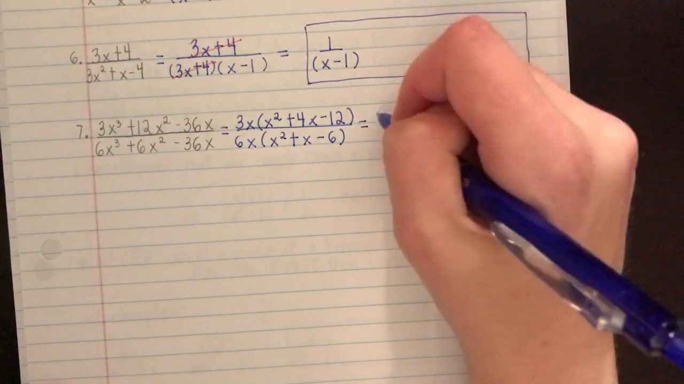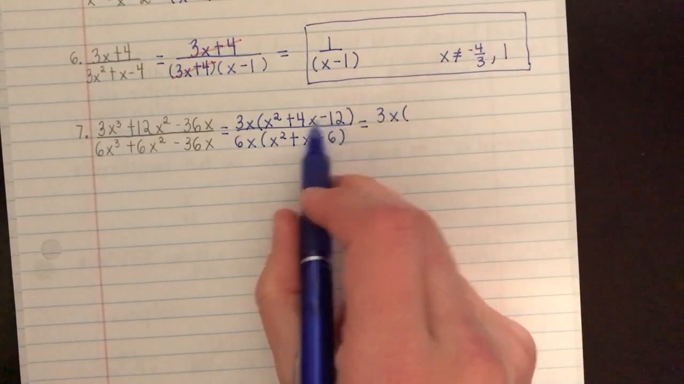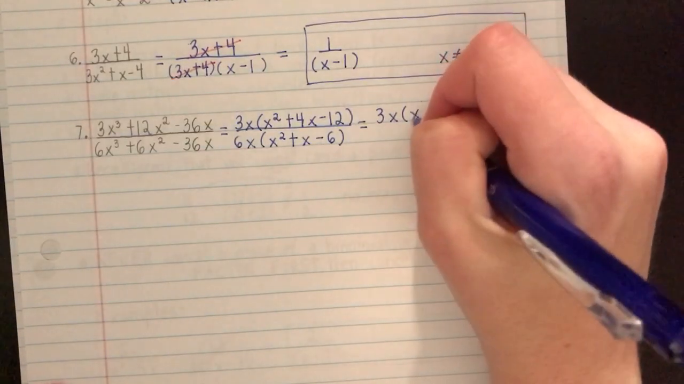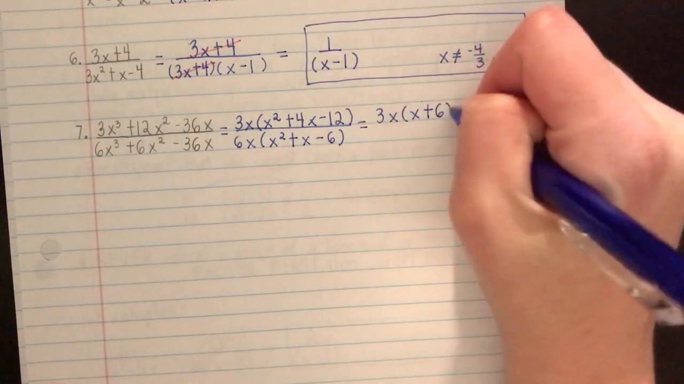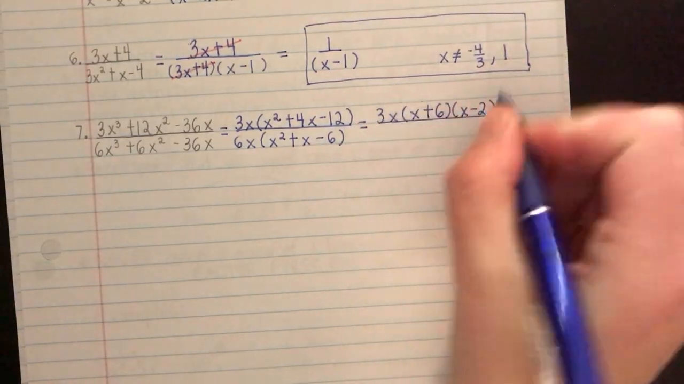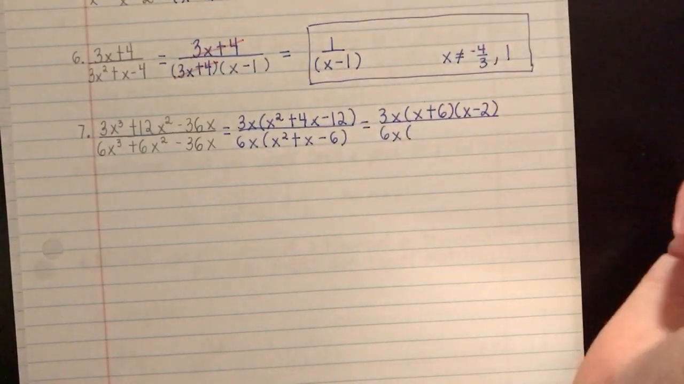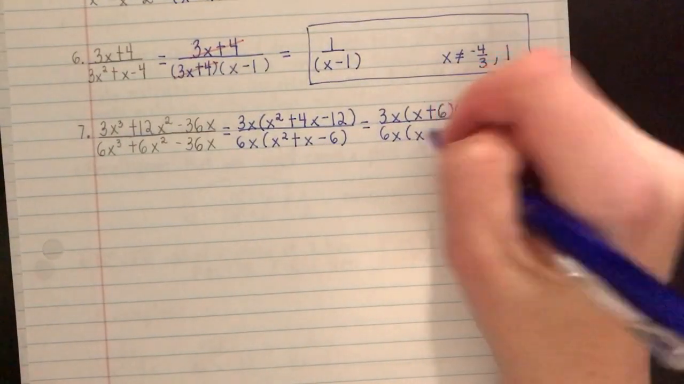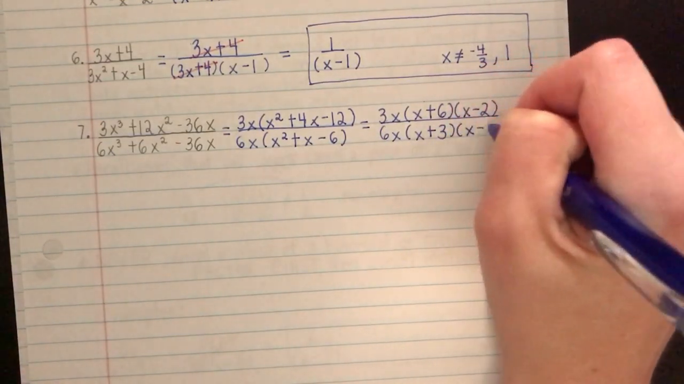Okay, and then I need to factor further before I can give my restrictions. Okay, multiplies to negative 12, adds to 4. That would be x plus 6, x minus 2. All right, and then this one, multiplies to negative 6, adds to 1. That would be x plus 3, x minus 2.